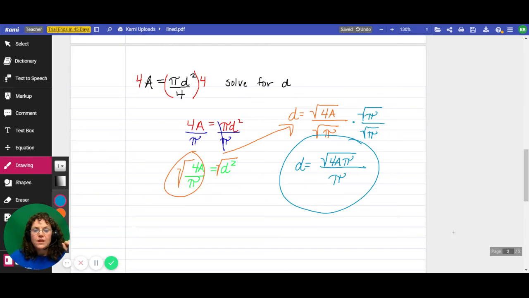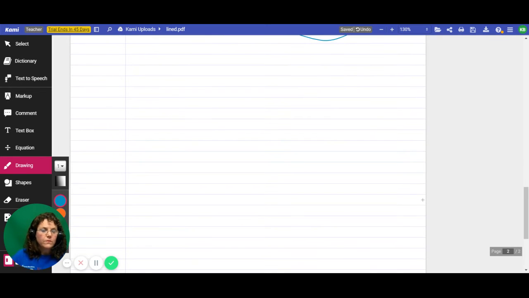All right, so let's try another one of these. Let's see. How about this one. I have no idea what this is a formula for, and it actually may not be a formula for anything. It's just in the book as an example problem. They want us to solve for t.